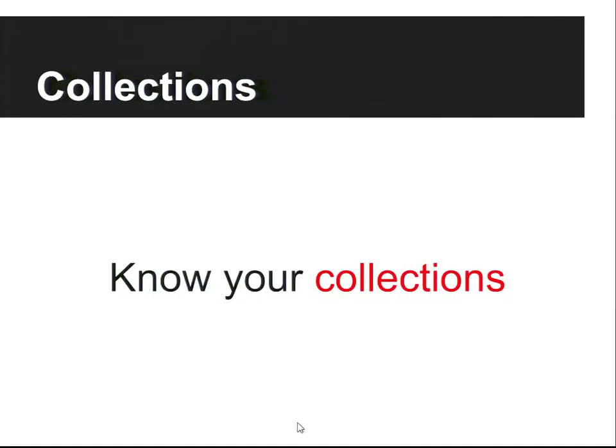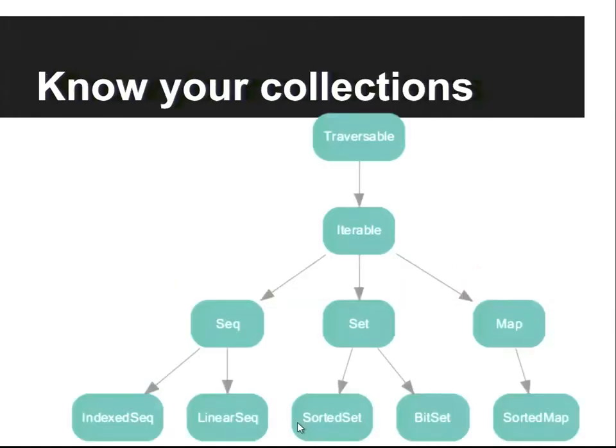Another thing about Scala, you should know your collections. This is the collections hierarchy. It's pretty awesome. Traversable is what we call internal iterators for collections. Anyone know the difference between internal and external iterators? Okay. Internal iterator, the collection itself can iterate over its values. It's the one who knows how, and it controls when it iterates.